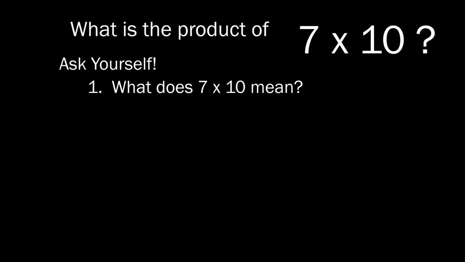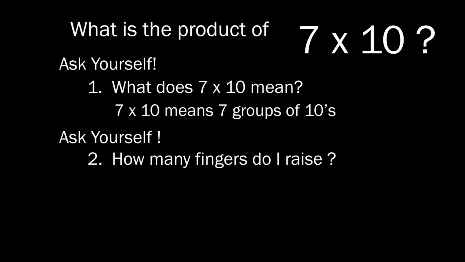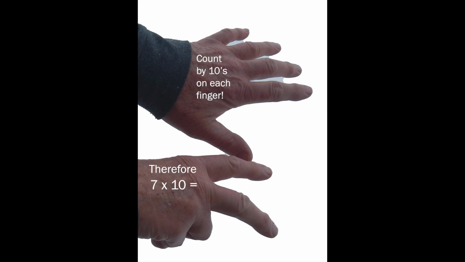What does 7 times 10 mean? 7 times 10 means 7 groups of tens. How many fingers do I raise? There are 7 groups of tens, therefore I raise 7 fingers. I want you to count by tens on each finger.